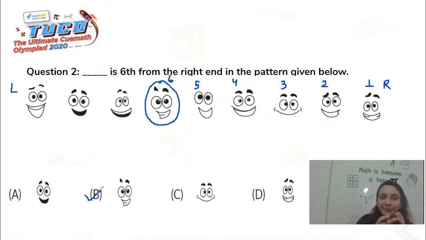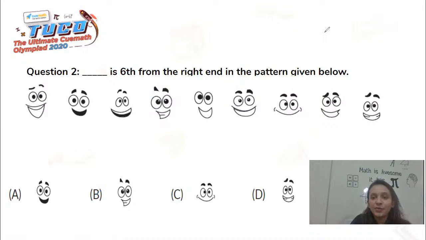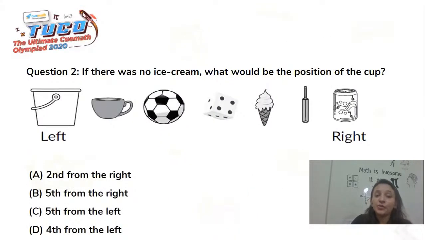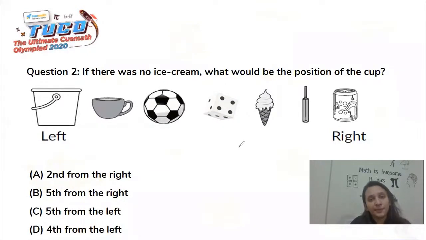It's also like mapping and tallying the same exact smiley into the options, which the children in grade 1 and grade 2 need to follow. They should not get confused with different smileys and different shapes or figures that they see in the question. Moving on to the next question, it says here, if there was no ice cream, what would be the position of the cup?